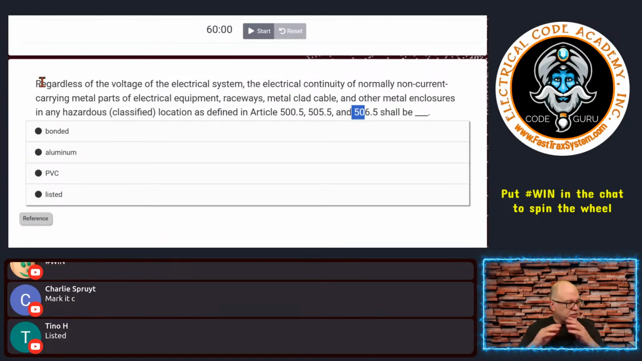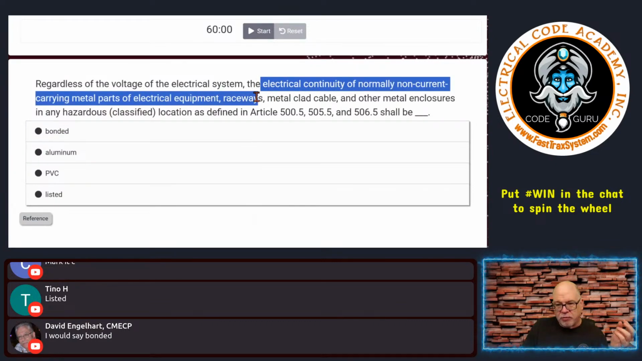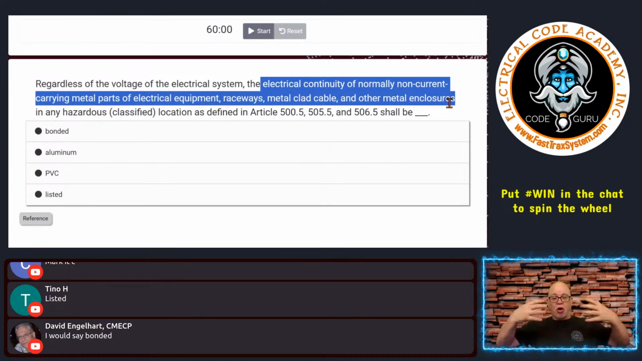All right, so think about this question for a second. If I look at this question, we already know that they all have to be listed, right? But when I see a question like this and it starts saying stuff like electrical continuity of normally non-current carrying metal parts, raceways, and all this kind of stuff, this draws me out. And granted, I'm a grounding and bonding guy. I'm Code Panel 5. I focus on this stuff a lot. But when I look at this, I think all of this stuff has to be listed anyway. What does aluminum have to do with it? What does PVC? PVC is not conductive. That's a no-brainer. So on an exam, I increase my odds by throwing out PVC.